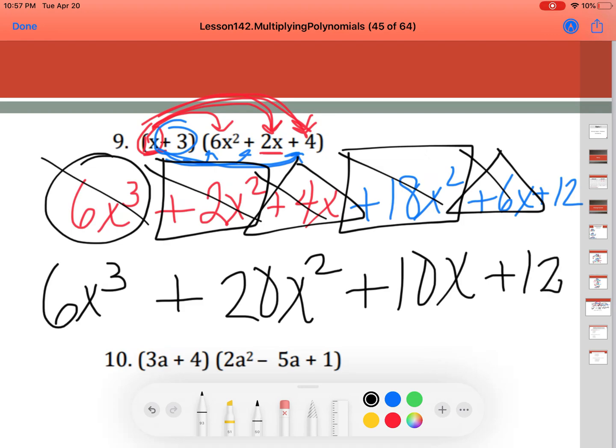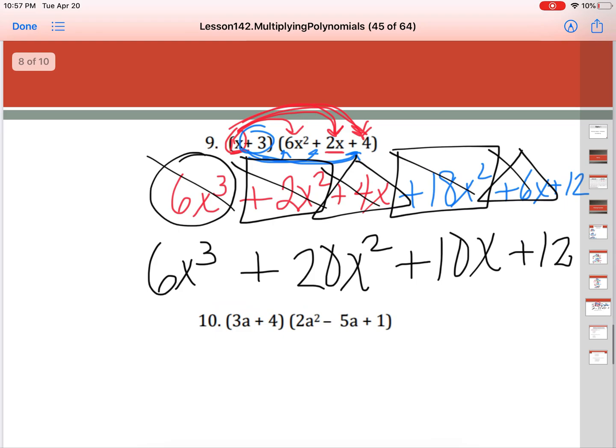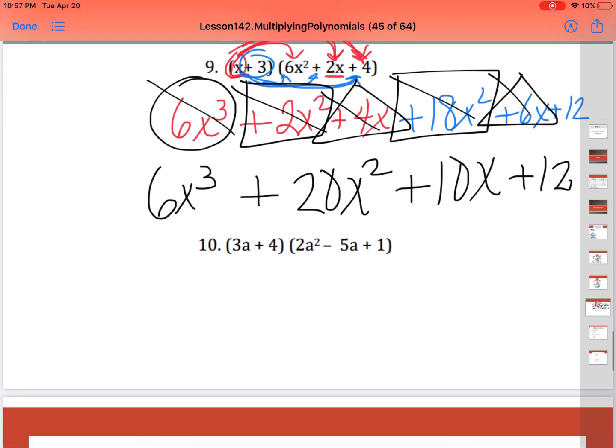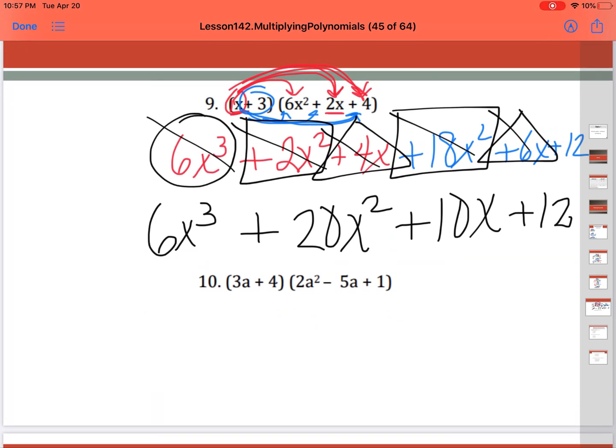And then there's a plus 12 in the back. So I had to combine like terms. Easy. Try that same thing for number 10.